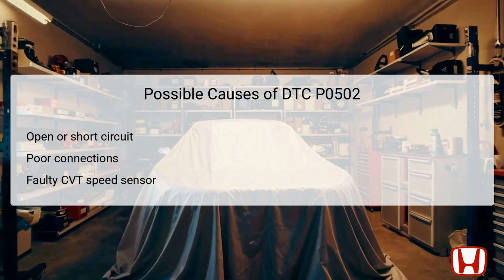Poor connections between components, such as terminals, can also impact electrical flow, leading to this DTC. Additionally, a malfunctioning CVT speed sensor may not transmit accurate data, triggering this trouble code. Understanding these potential causes aids technicians in systematically diagnosing the fault and applying the necessary repairs.